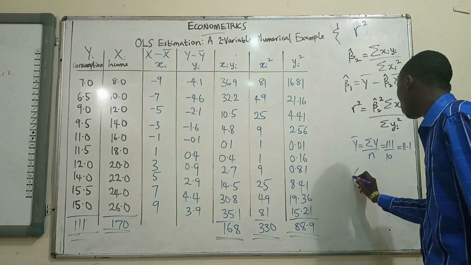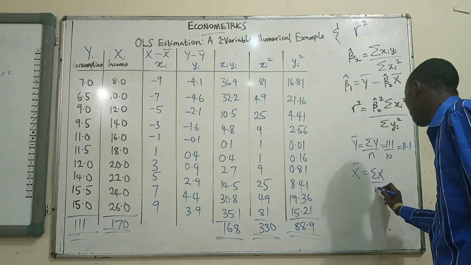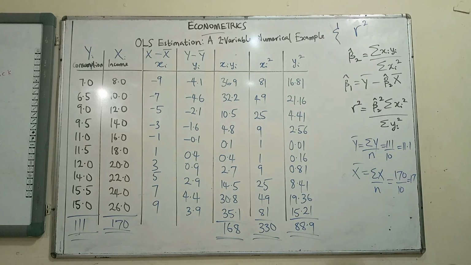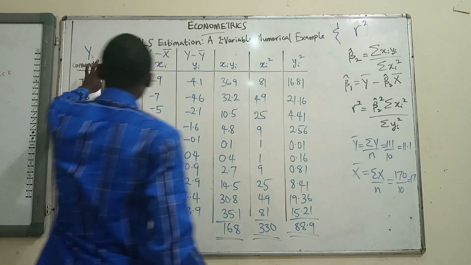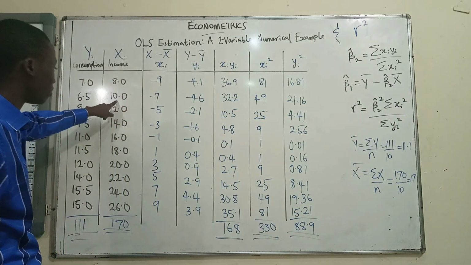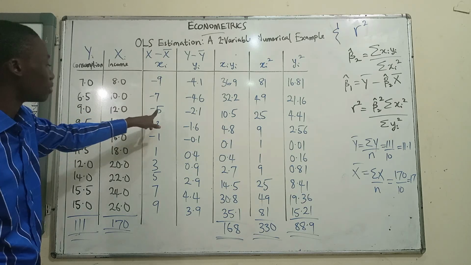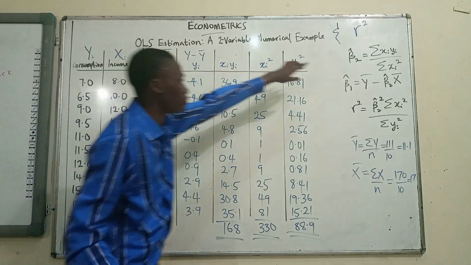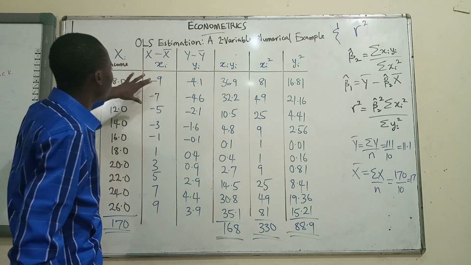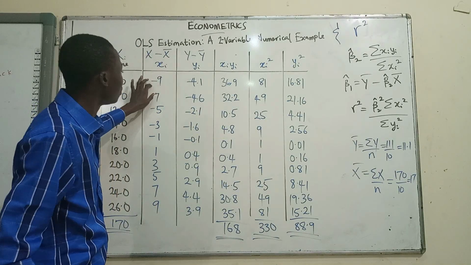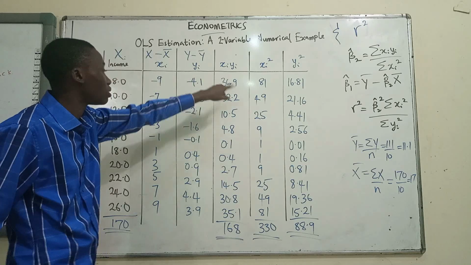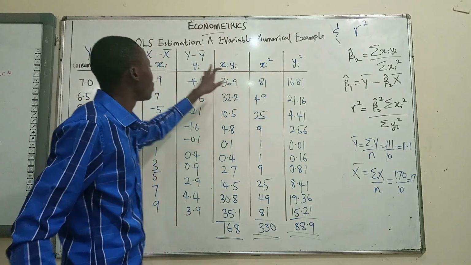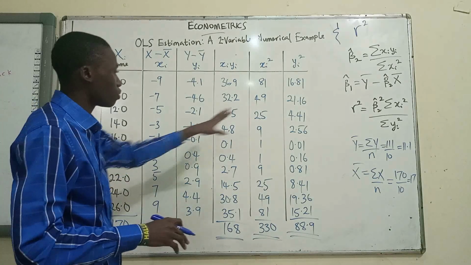Same thing for x. The mean of x will be summation x over n. That is 170 divided by 10, which is 17. Okay, so we then start with 8 minus 17, minus 9, 10 minus 17, minus 7, 12 minus 17, minus 5, and on and on. Then we take the multiplication, that's to get our estimated beta 2. We take the multiplication between this and this. So minus 9 times minus 4.1, 36.9, and also to get the squares for the deviations of the y values, we do that too.